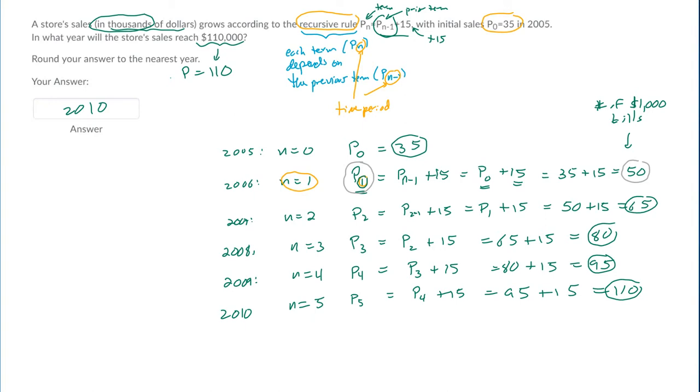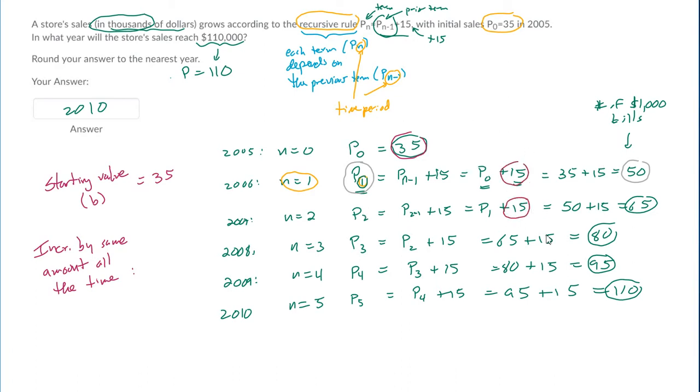In fact, if we wanted to write an equation for this, what would it look like? My starting value, also called the b in y equals mx plus b language, is equal to 35. And then we increase by the same amount every time. That same amount is called the slope, or the constant rate of change. And what's the amount we're increasing by every time? We're adding 15 to the previous time period.